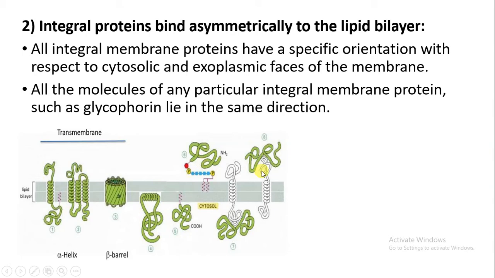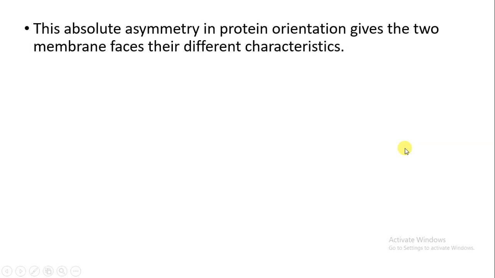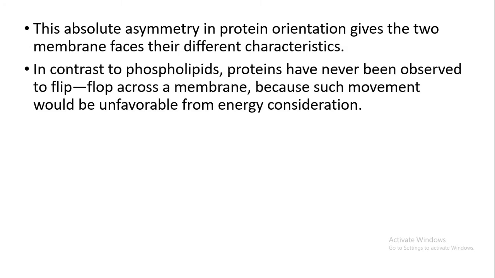So कुछ ऐसे molecules भी हैं जो कि particular integral membrane protein शो करते हैं, जैसे ग्लाइकोफोरिन वो दोनों ही डायरेक्शन में similar size में ही present होंगे. So this absolute asymmetry in proteins orientation give the two membrane faces that different characteristics, exo or the cytoplasmic phase. In contrast to the phospholipid proteins, they have never been observed to flip-flop across a membrane because such movement would be unfavorable from energy consideration.